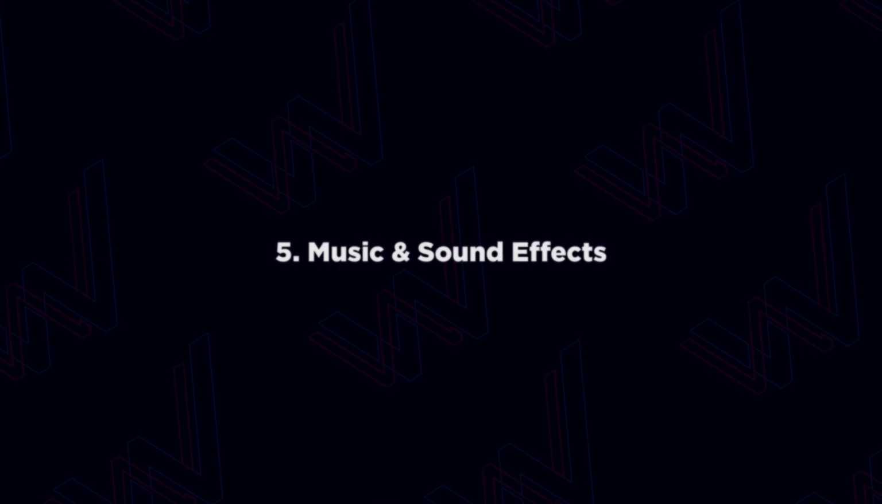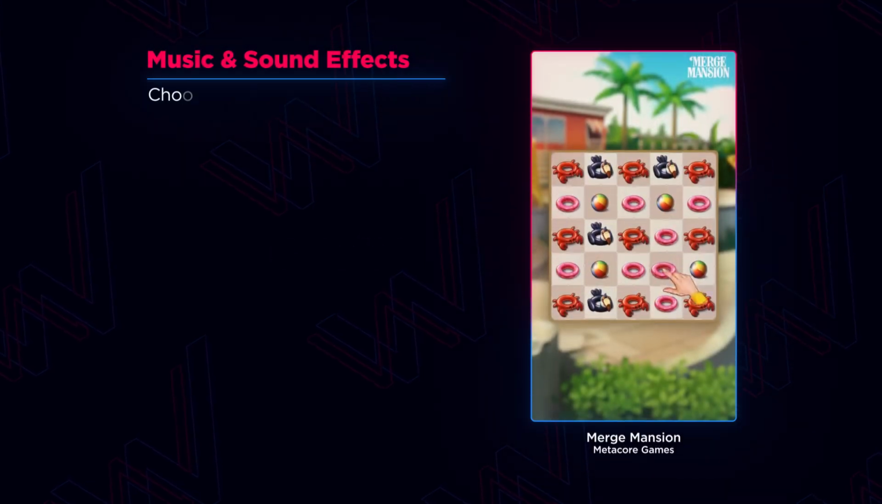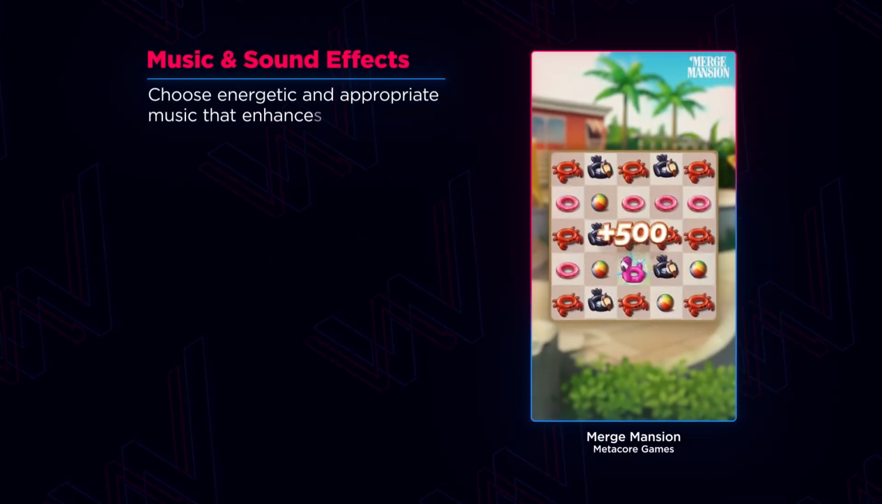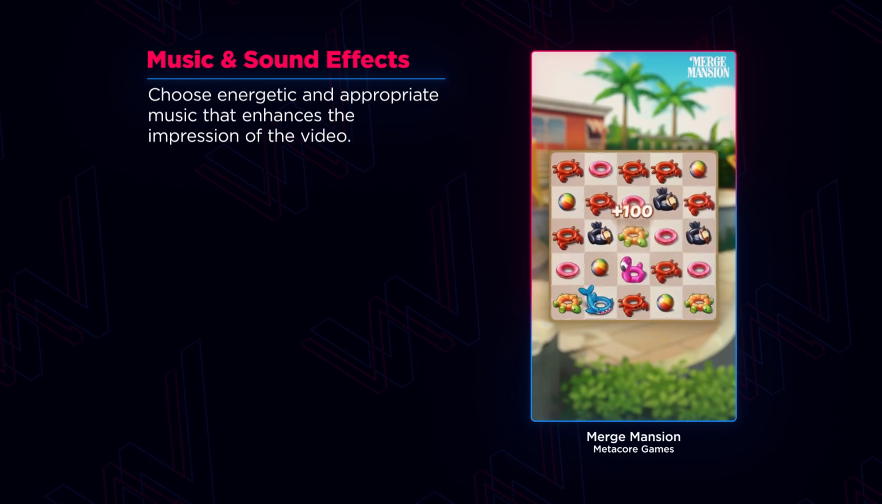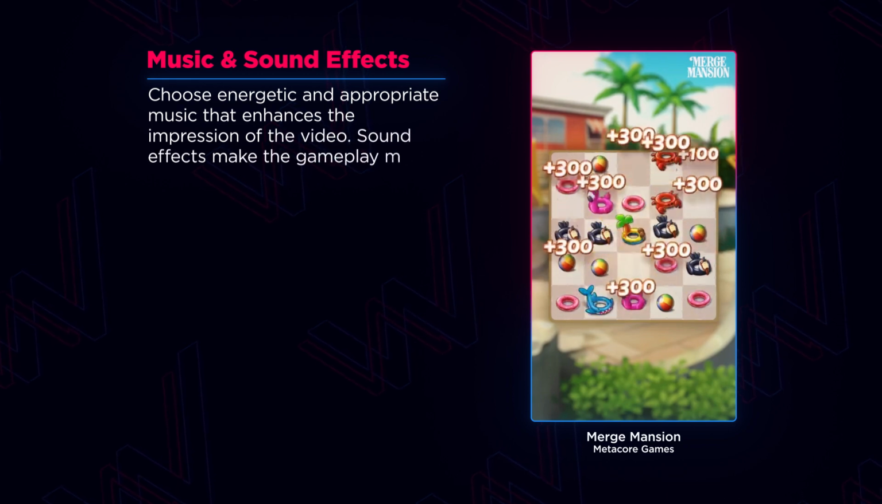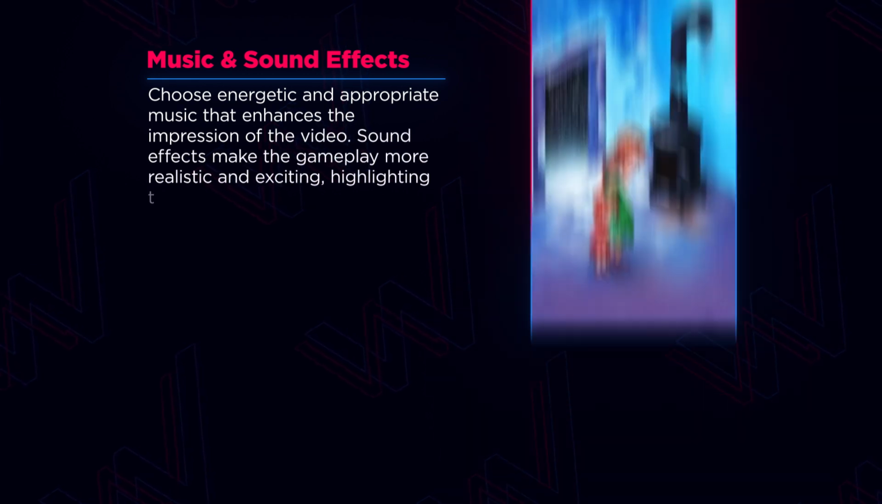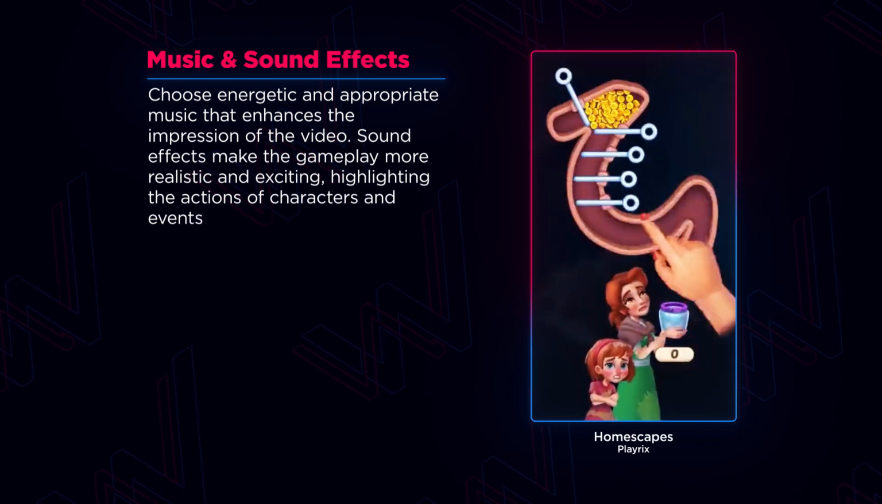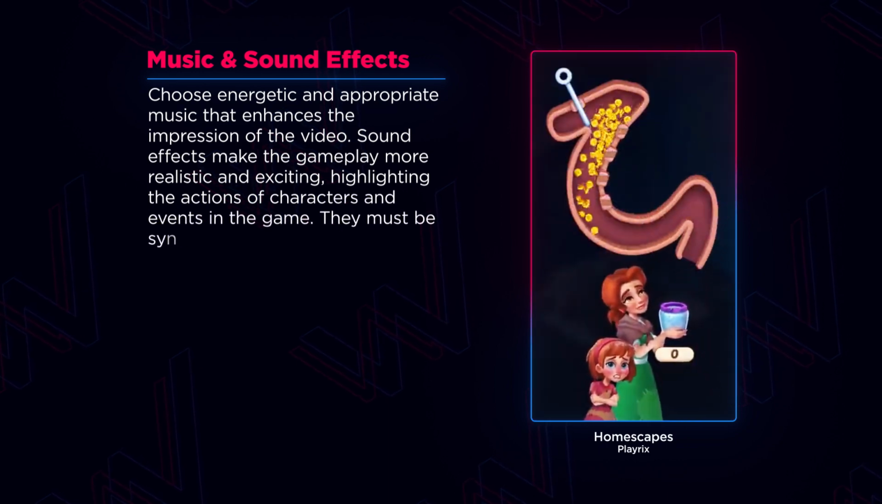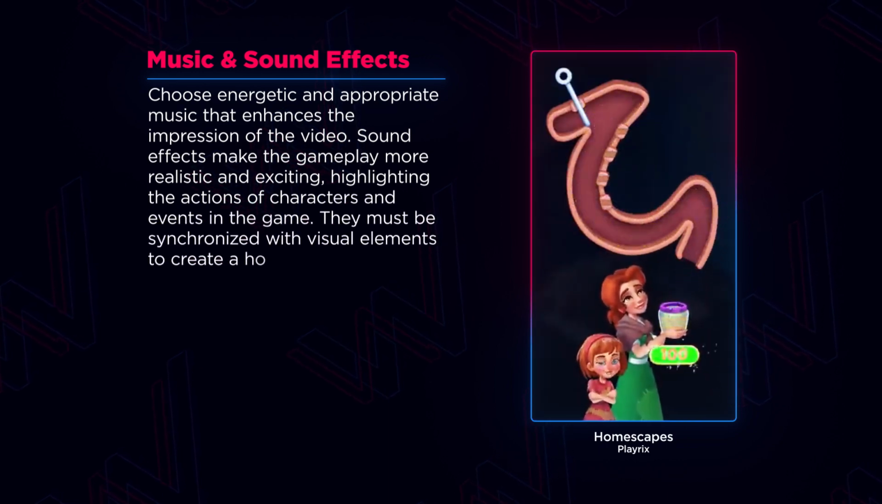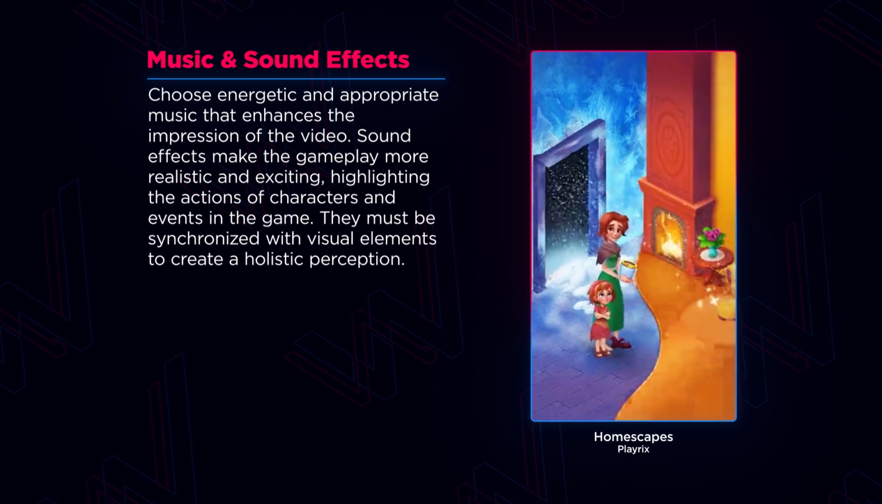Number 5. Music and sound effects. Choose energetic and appropriate music that enhances the impression of the video. Sound effects make the gameplay more realistic and exciting, highlighting the actions of characters and events in the game. They must be synchronized with visual elements to create a holistic perception.